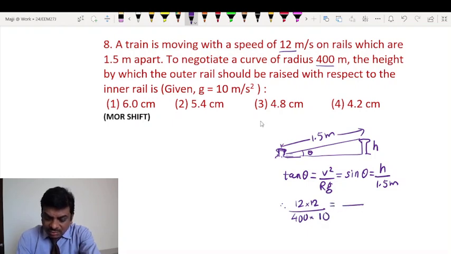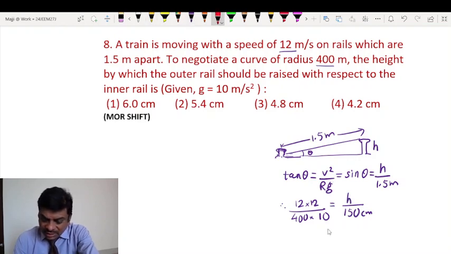Since the options are in centimeters, we'll convert this into centimeters. So 150 centimeters and h. So just see how it gets cancelled. So one 0 gets cancelled this way here.